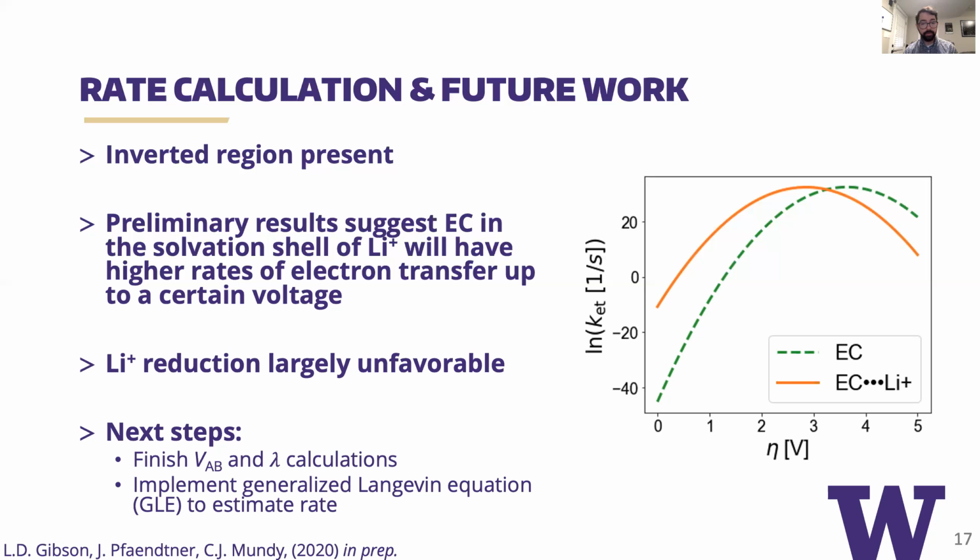Now, while these models do have a lot of simplifications and are ideal scenarios, it's an important first step towards addressing a notoriously difficult problem in theoretical settings. So the next steps in this work are to finish computing the electronic couplings and reorganization energies, and then construct a generalized Langevin equation to better estimate these rates, since we could then account for explicit solvent fluctuations, particularly in the transition state region.